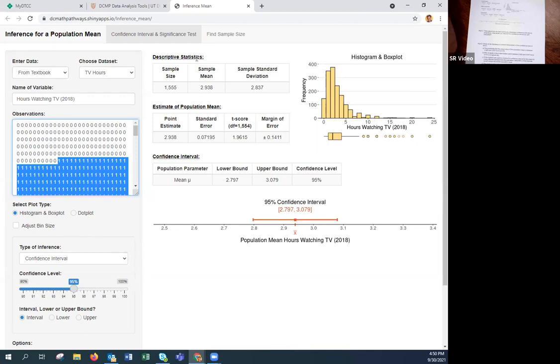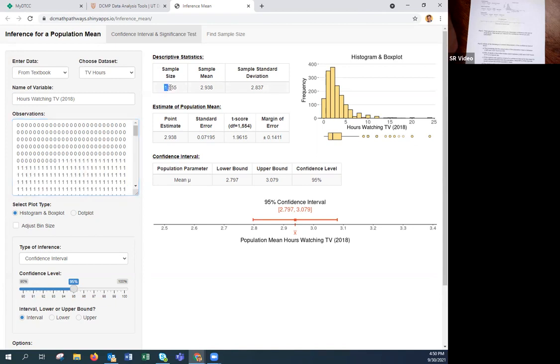So here's your descriptive statistics. Again, this is just your little n, your sample size, 1,555. The average of all those 1,555 values is 2.938. That's your average number of hours watched for TV. The standard deviation is 2.837 hours. So generally people are watching TV for this many hours, plus or minus that many hours.